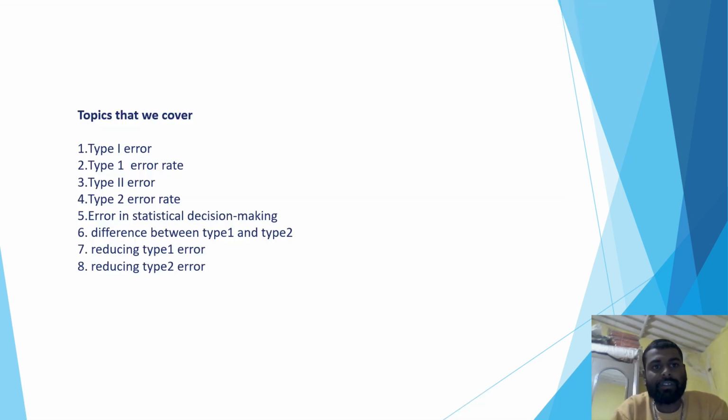Today the topic is that we have covered type 1 error, type 1 error rate, type 2 error, type 2 error rate, error in statistical decisions, the difference between type 1 and type 2, reducing type 1 error, and reducing type 2 error.